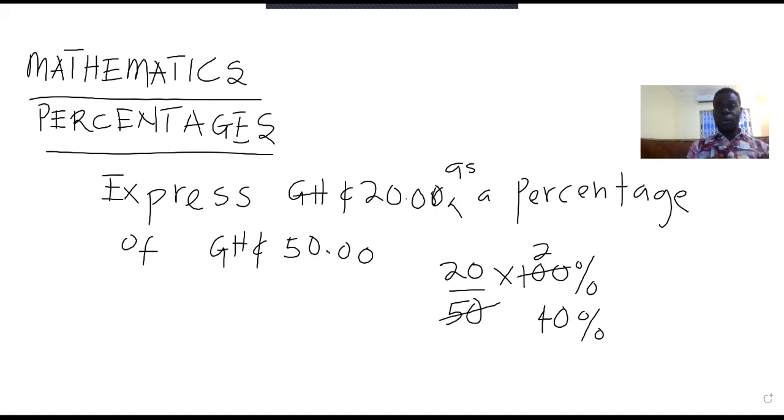Good. Today we're going to look at percentage increase and percentage decrease. That's what we're going to look at today. Now before we look at percentage increase and percentage decrease, let's quickly look at percentage change, the meaning of percentage change.